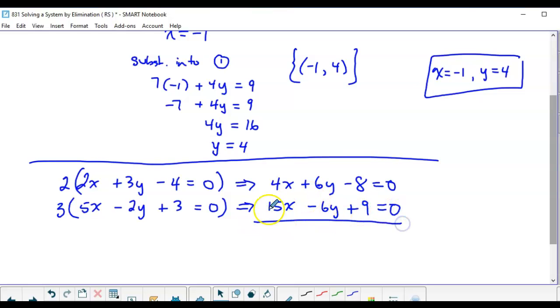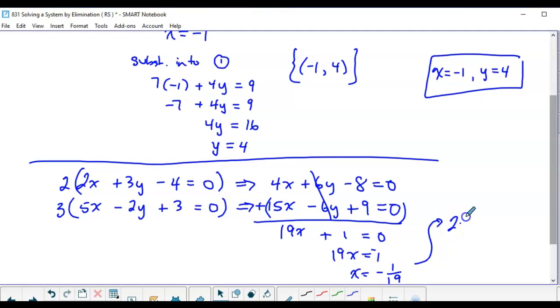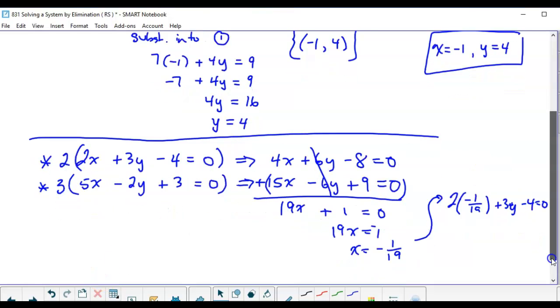So now I can add these and the y terms go away. So I'd have 19x plus 1 equals 0. So 19x equals negative 1, x equals negative 1 over 19. I just made it up off the top of my head, so it's not a great number, but that's what you would do. And then you put it back into one of the originals to solve for y. But sometimes you might have to multiply both equations, so just be aware of that. All right, so we're done.